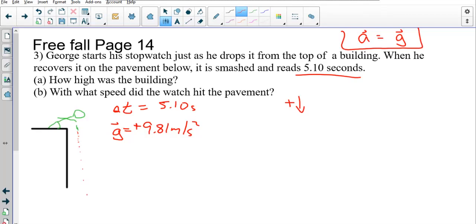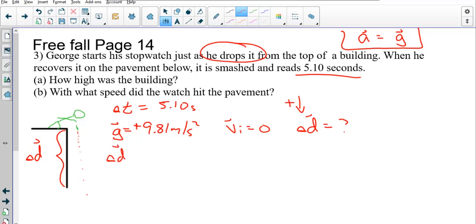It also tells me that he just drops it. And if an object is dropped, its initial velocity is going to be 0. It's released from rest. From that point, we have to find out how high the building was. So we are looking for this overall height, which is your vertical displacement. If we find the distance it goes, the displacement it travels downwards, that'll tell me how tall the building is. So we need to find an equation that uses all of these 4 variables: time, acceleration, initial velocity, and displacement. That would be kinematic equation number 3.